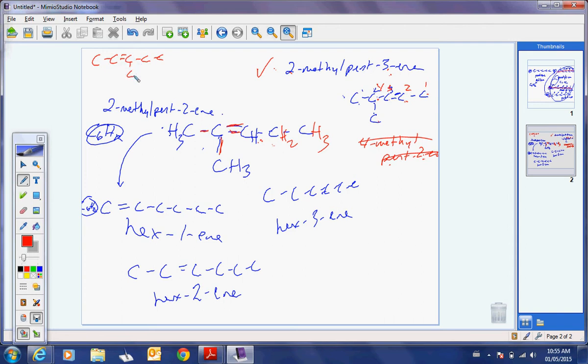Can I move the methyl onto the end? No. So this is called 3-methyl pent 2-ene. Have you ever heard of that? You can have a 4-methyl pent 2-ene as well.